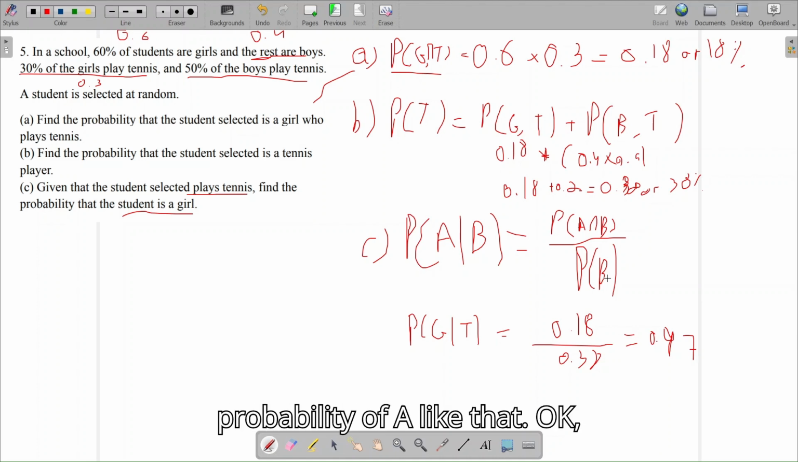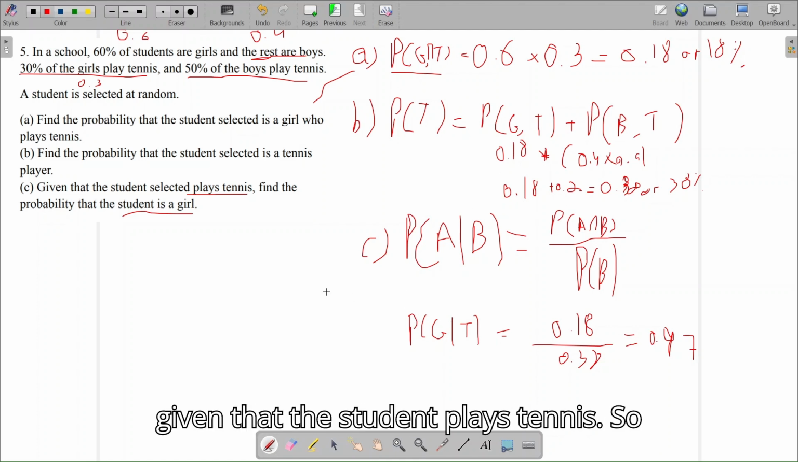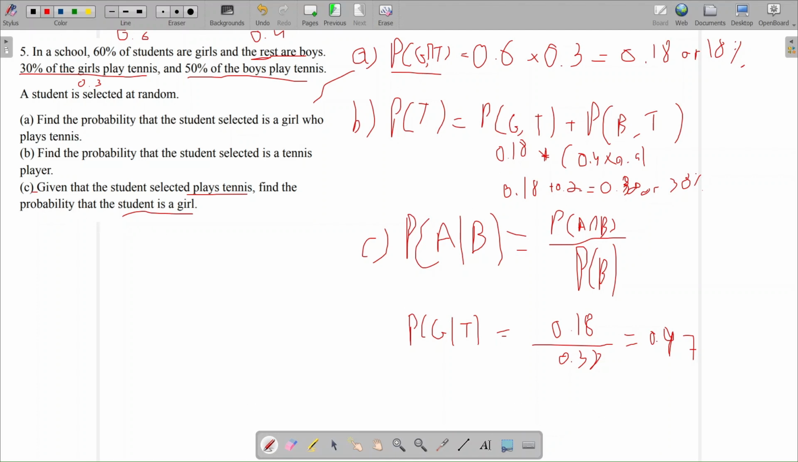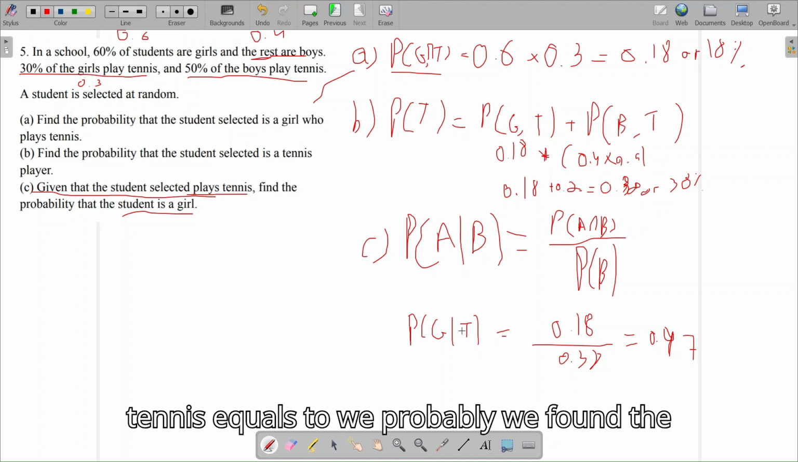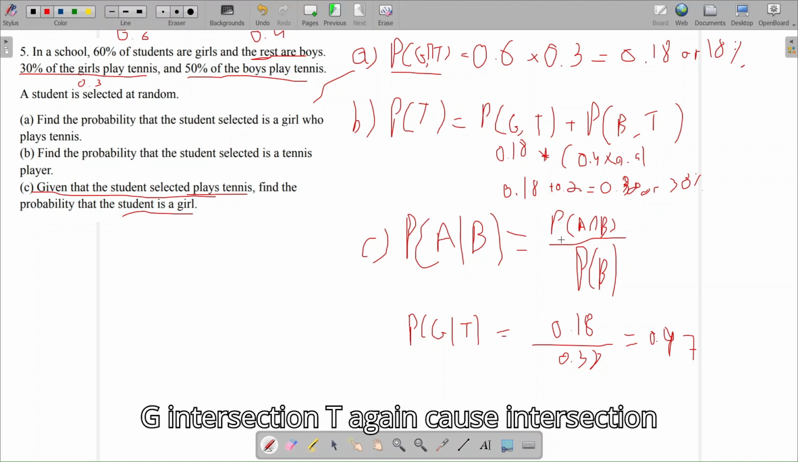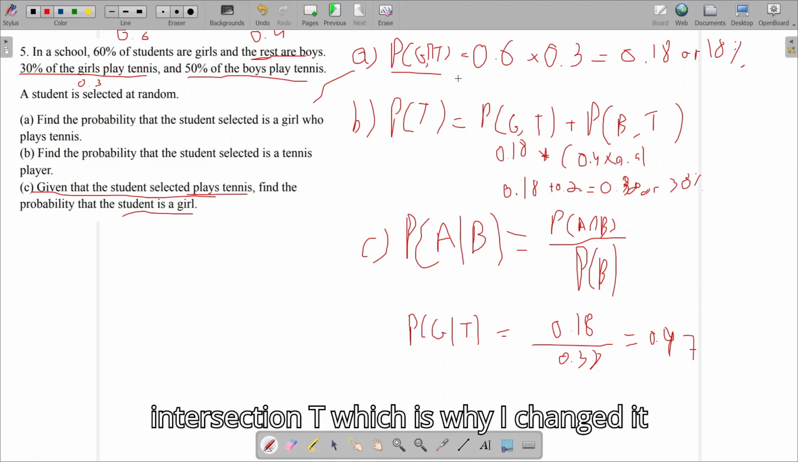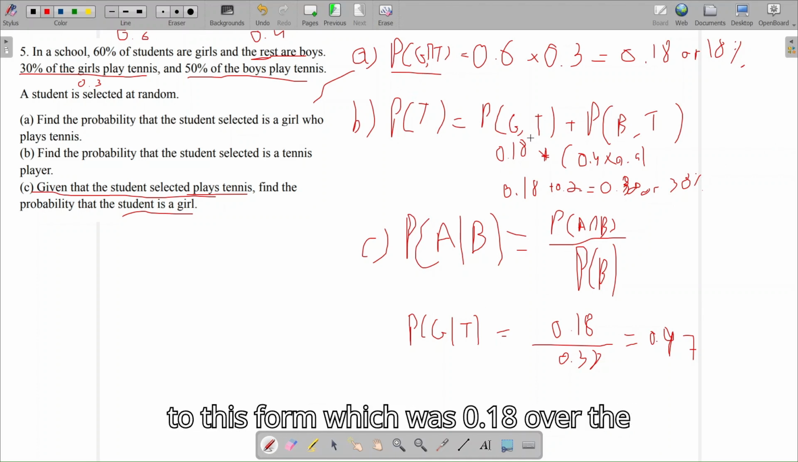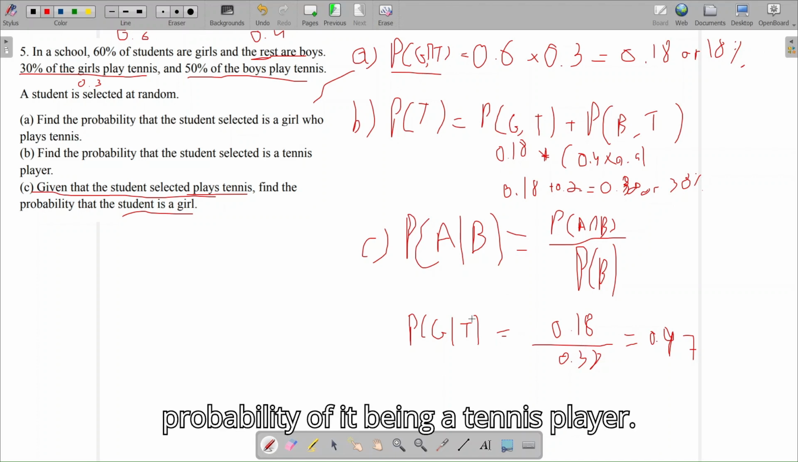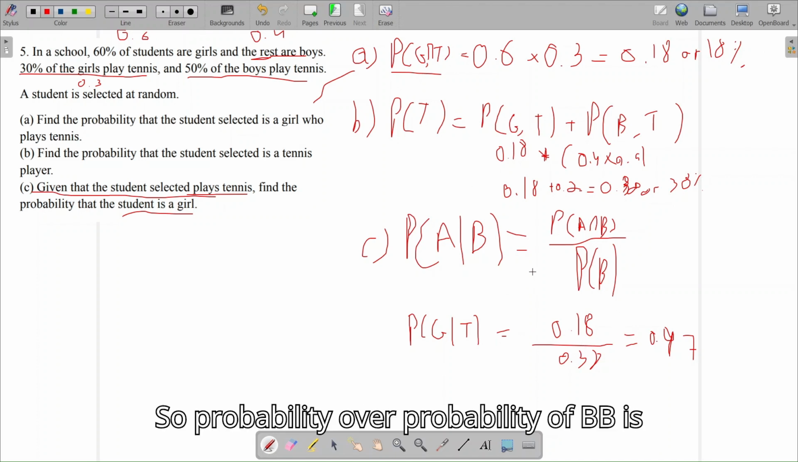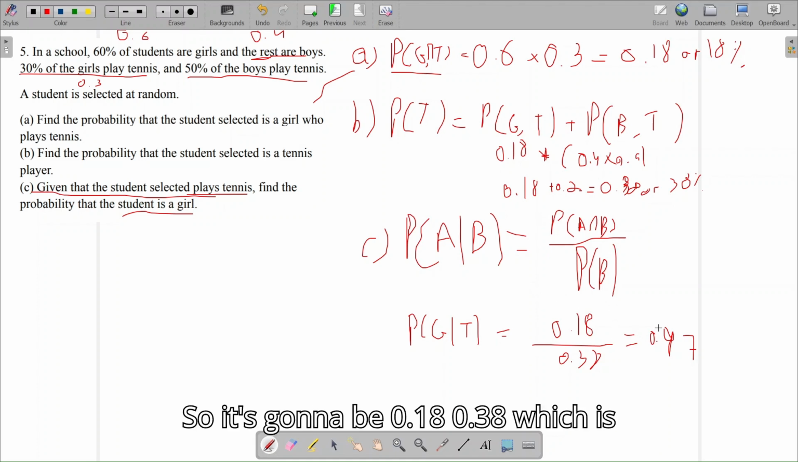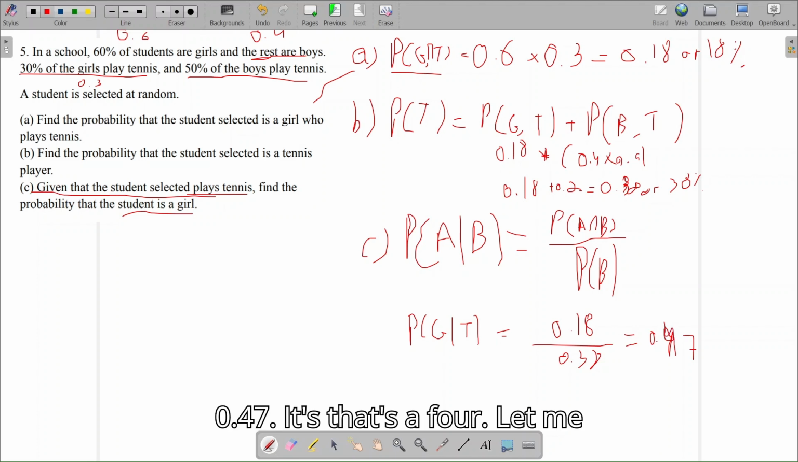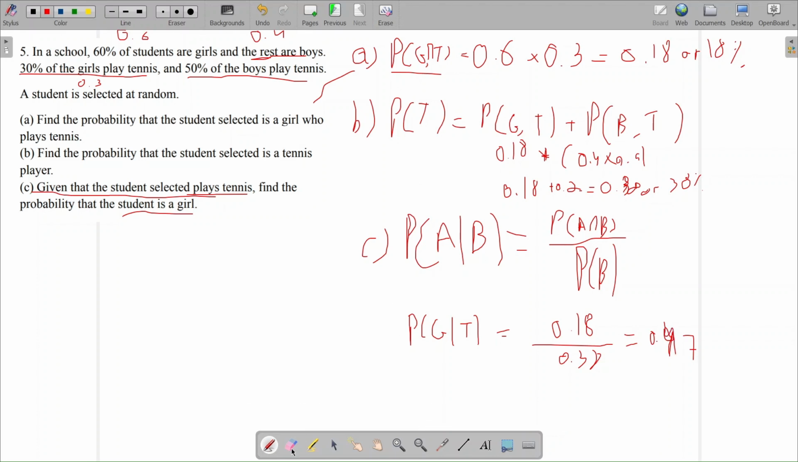So we apply it: the probability of girl given that the student plays tennis. Given that the student selected plays tennis, find the probability that it's a girl. So the probability of girl given tennis equals G intersection T, which we found earlier, and that's why I changed it to this form. It was 0.18 over the probability of it being a tennis player, which is 0.38. So it's 0.18 over 0.38, which is 0.47.